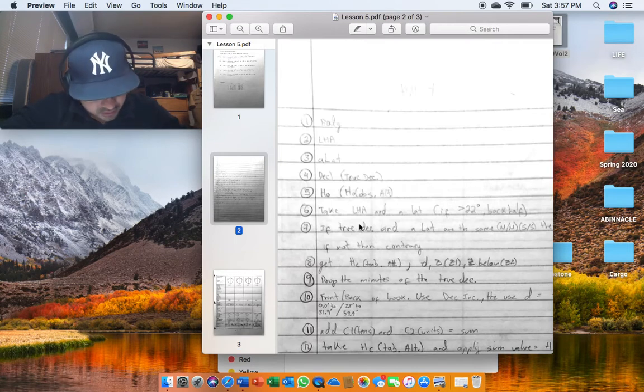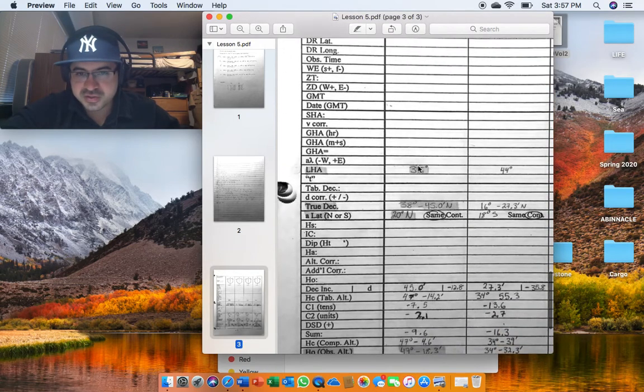The following step says drop the minutes of the true declination. So remember we used 1, 2, 3, but we didn't use this 45. We're going to take this 45 and put it here, 45. So now we have this, and now we got to get, let me not jump ahead. So now we're going to get to this, right? To the 45. We dropped it here.